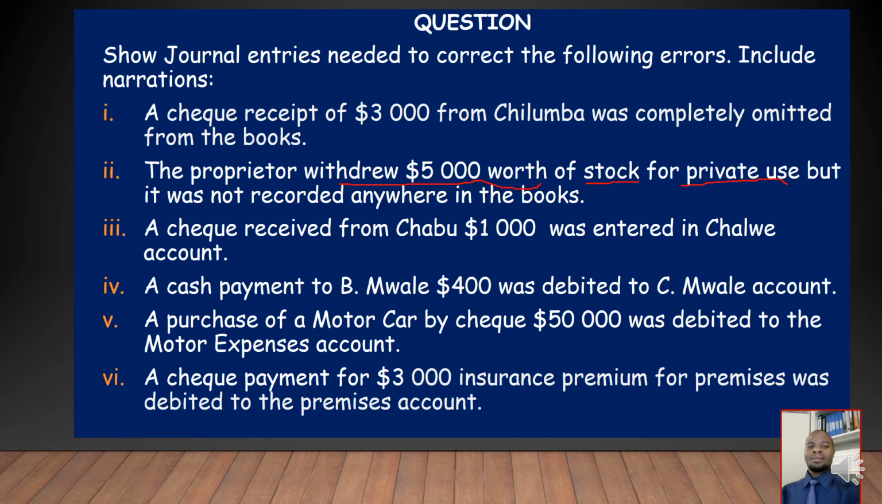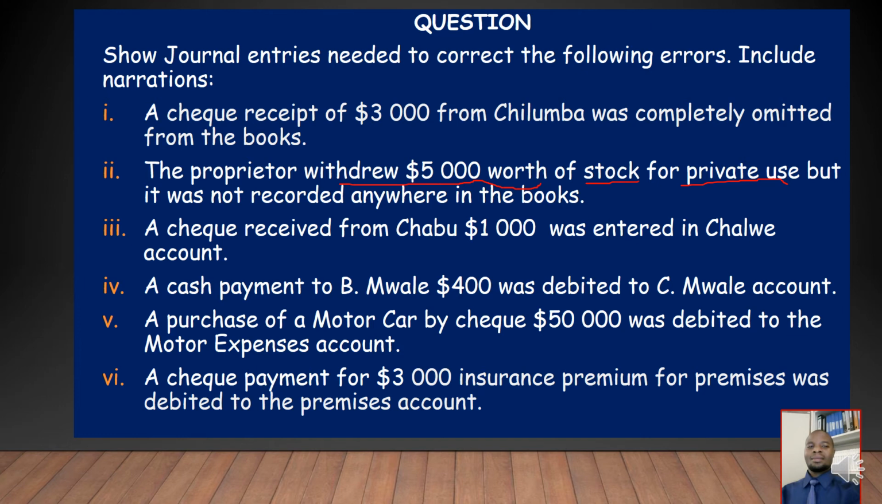And what are we seeing here? What was withdrawn was stock. The withdrawal was in kind. And where is this stock coming from? This stock is being represented by purchases. And therefore, there are two accounts involved here. Number one, the drawings account. Number two, the purchases account.